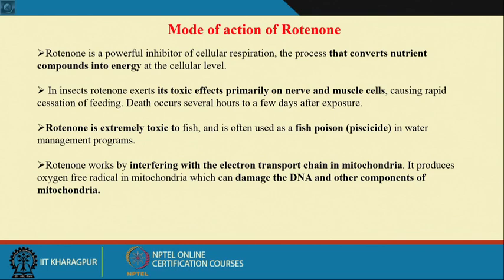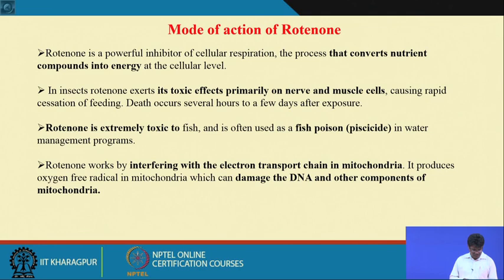Rotenone is extremely toxic to fish. So, this is often used as a fish poison in water management programs. To kill the fish, rotenone is used, and rotenone works by interfering with the electron transport chain in mitochondria. It produces oxygen free radicals in mitochondria, which can damage the DNA and other components in mitochondria, so that way it can inhibit the population of the insect pests.